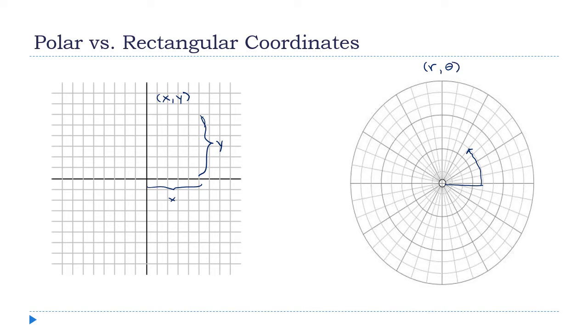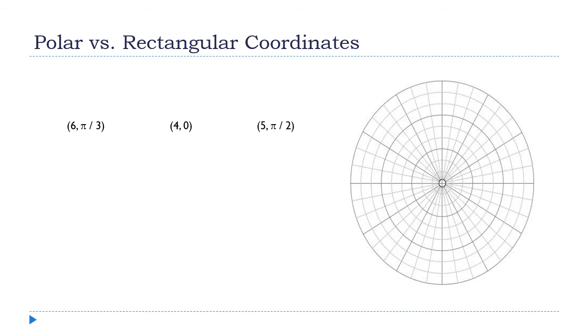All right, so let's look at some examples. First, I just want to see how we can take these polar coordinates and turn them into actual points on this piece of polar graph paper here. So 6 comma pi over 3. Okay, the first distance is the radius, right? That's r. So I'm going to go out 6 units from the center.